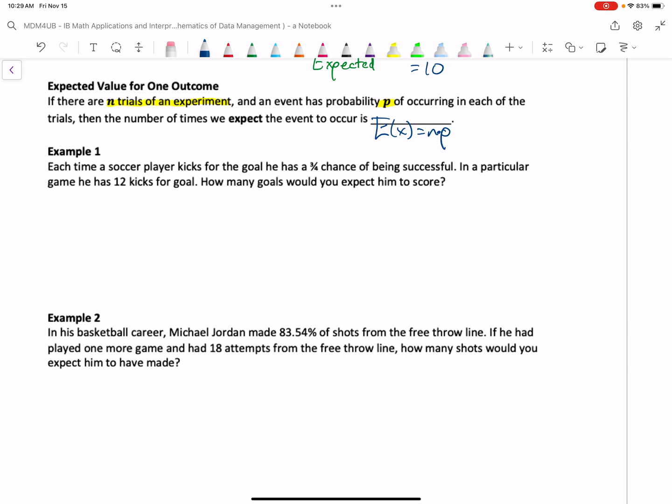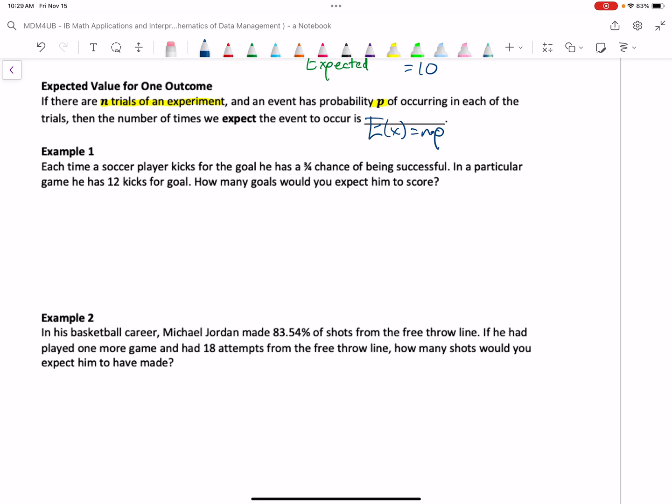So the first one here says, each time a soccer player kicks for the goal, he has a 3/4 chance of being successful. And in a particular game, he has 12 kicks for goal. How many goals would you expect him to score? So we've got to define our n and our p. Keep those in mind. So n is the total number of trials. So in this case, we've got 12 kicks, and the probability obviously will be 3/4.